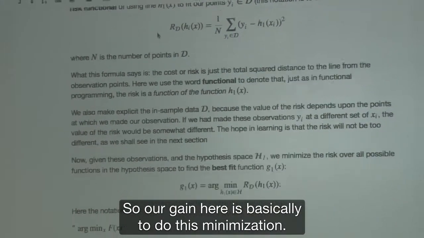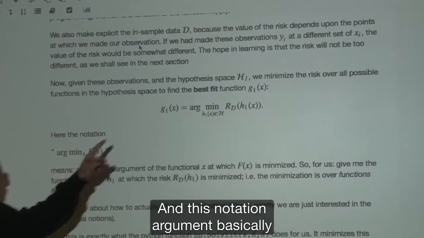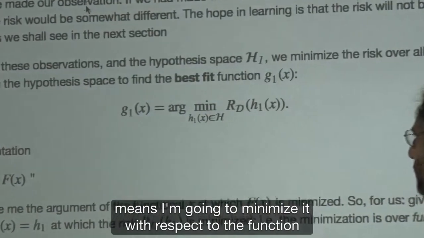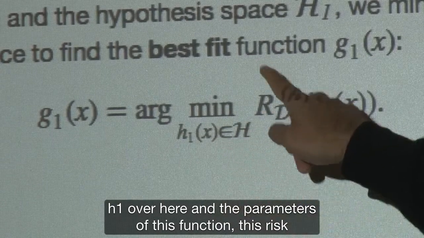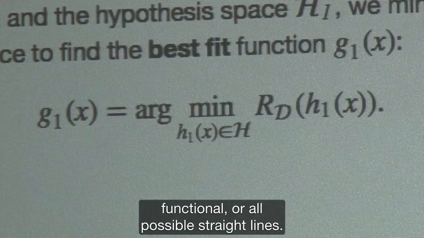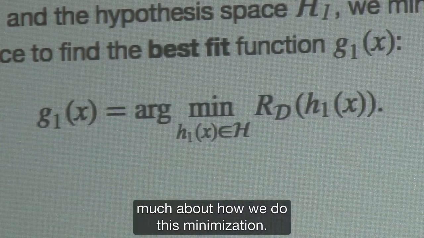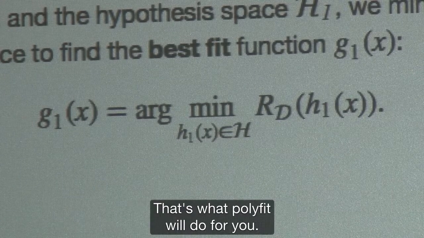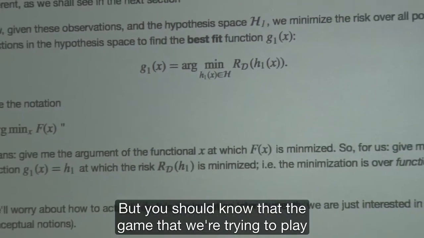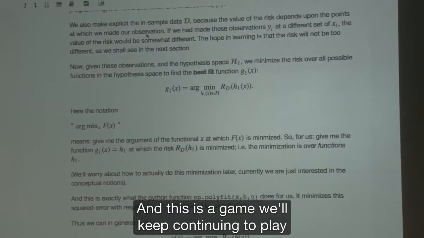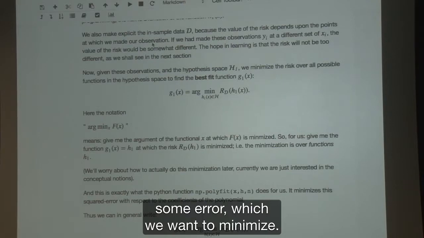Our game here is basically to do this minimization. And this notation argmin basically means I'm going to minimize it with respect to the function h1 over here and in the parameters of this function, this risk functional over all possible straight lines. Okay. We're not going to worry in this class much about how we do this minimization. In fact, that's what scikit-learn will do for you. That's what polyfit will do for you. We're not going to worry about the minimization process itself, but you should know that the game that we're trying to play is to minimize this cost or risk functional. And this is a game we'll keep continuing to play in all of machine learning. There'll be some risk functional, some cost, some error, which we want to minimize.